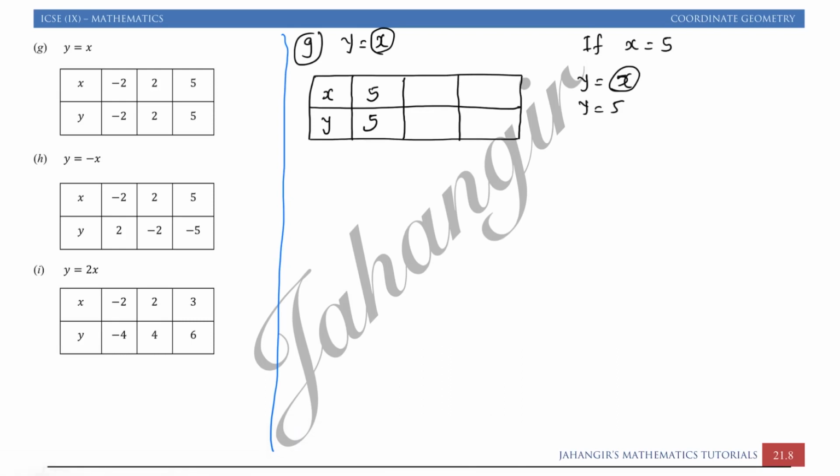For the second value, you can take any value, I can take x equal to minus 3. Therefore my y value will become y is equal to minus 3. So I can write minus 3, minus 3. Here our equation is y is equal to x, so whatever value you take as x, it will become the same value as y. You can take any value like 2, 2. Now we will draw the graph of G.